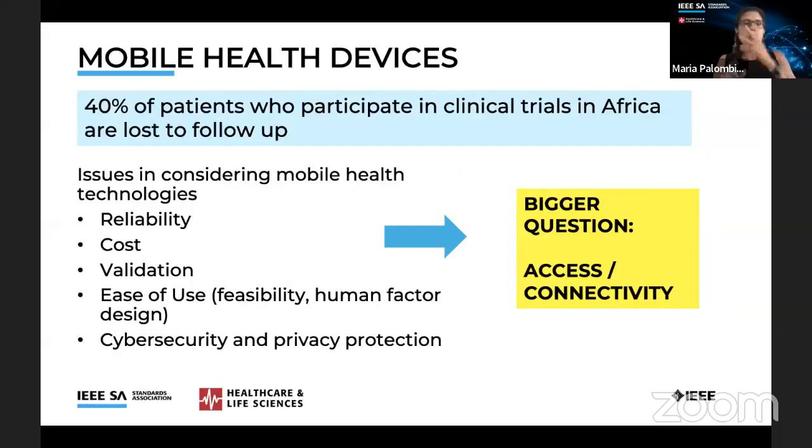When it comes to the mobile health devices, this is what we're seeing. Can you wind up, please? Yes, this is my last slide.